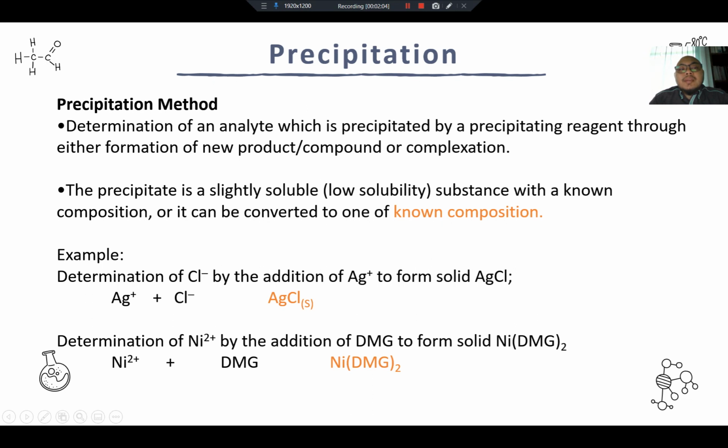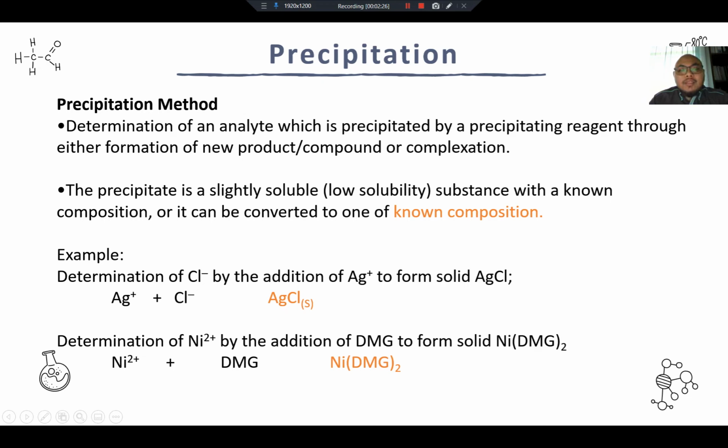So the precipitation method, you can do through the determination of analyte which is precipitated by a precipitating agent, through either formation of new product, compound, or complexation, sama ada formation of new product ataupun complexation. Okay, the precipitate is slightly soluble, macam kita tahu, or it can be converted to one of known composition.